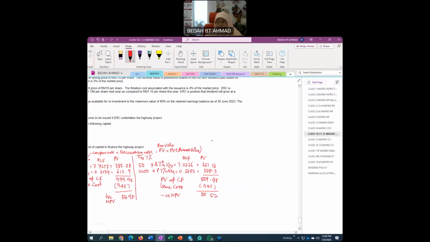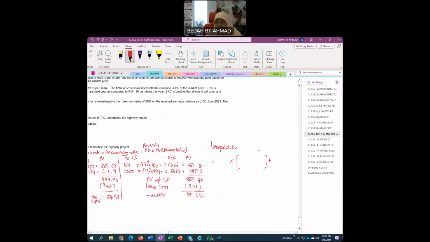Okay, so do the interpolation because we have the range of multiply, plus the difference between 7 and 5. So here we start with the positive, which is 5, so 54.98, start with the positive NPV, then total of positive and negative, plus 85.52.